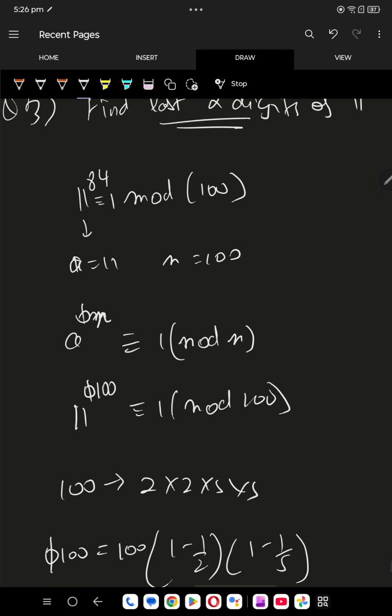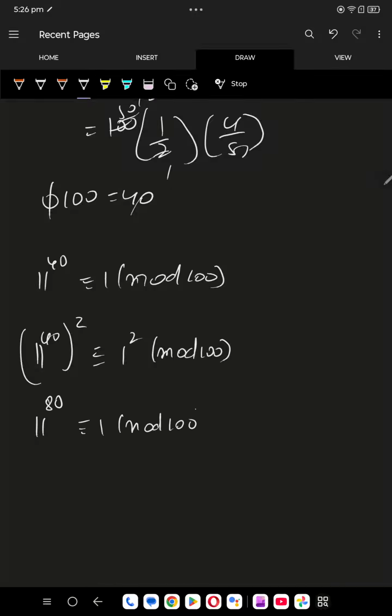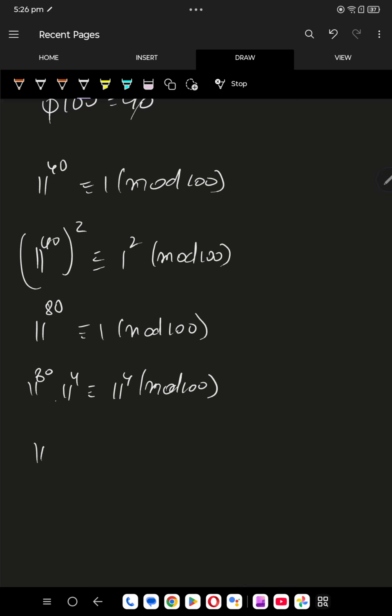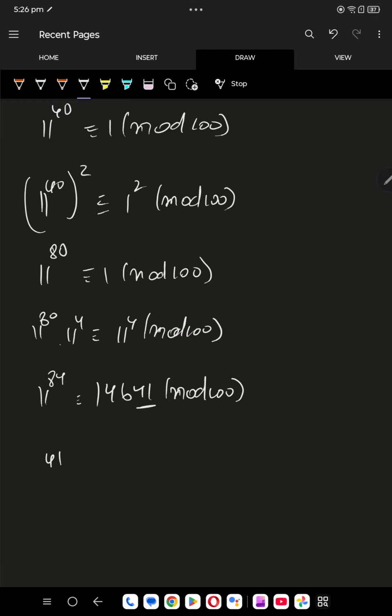But do we want 11 power 40? No, we want 11 power 84. So what can we do? 11 power 40 whole square is congruent to 1 square mod 100. 11 power 80 is congruent to 1 mod 100. 11 power 80 into 11 power 4 is congruent to 11 power 4 mod 100. So 11 power 84 is congruent to 14641 mod 100.